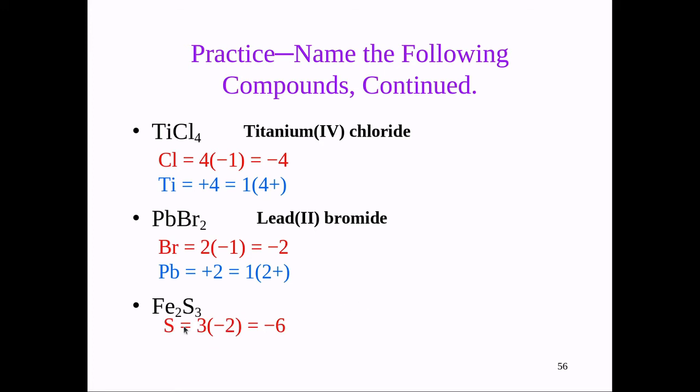Here we have sulfur, and we have 3 of them with the -2 charge. That's a total of -6. We know that the 2 irons have an overall charge of +6, but there's 2 of them. That means that each individual one is giving us a 3+ charge. We call this iron 3 sulfide.